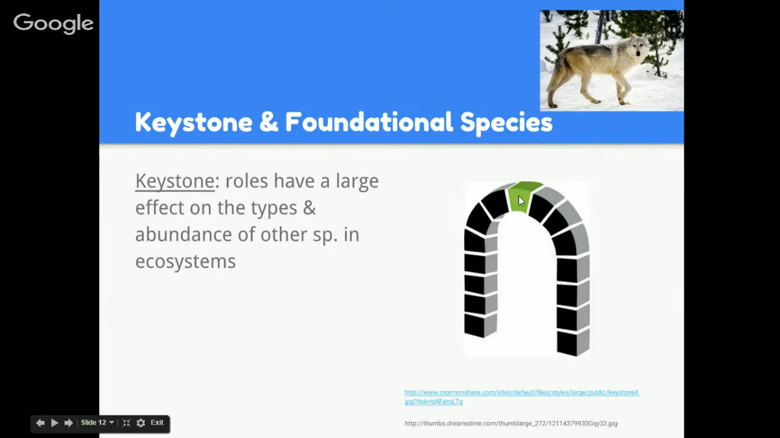So that keystone species is very similar in that it's very, very essential to the ecosystem. And if you removed it, it would have a drastic change on the rest of the organisms within that ecosystem. So keystone roles have a large effect on the types and abundance of other species in ecosystems. Depending on the ecosystem, we can have several different types of keystone species, but you need to remember they are very, very important, and if they were removed or if their population changes, that's going to have drastic, really large effects on other species in the ecosystem.